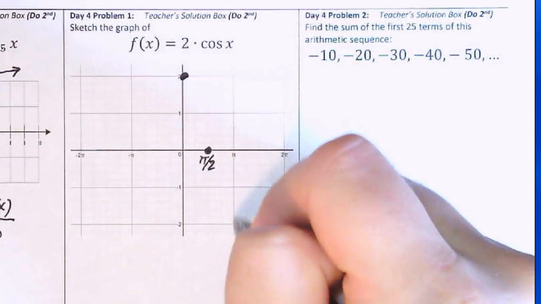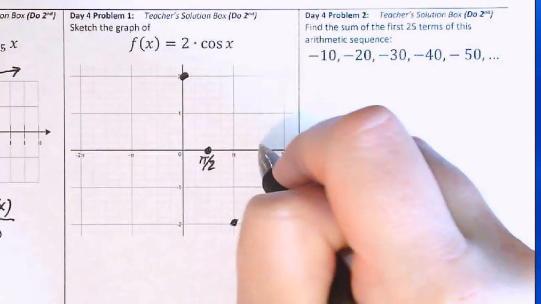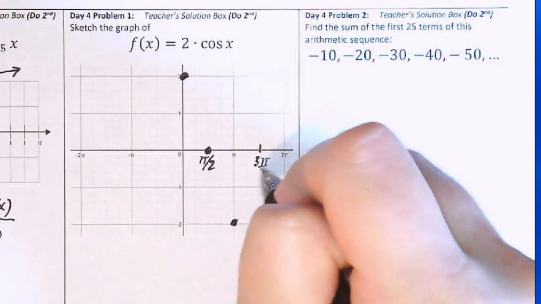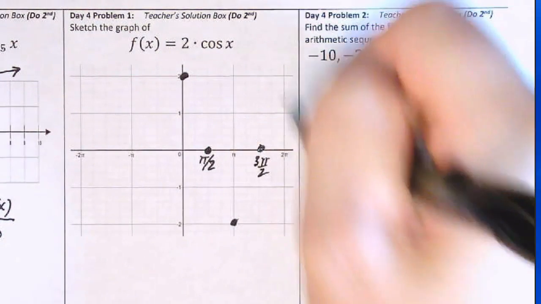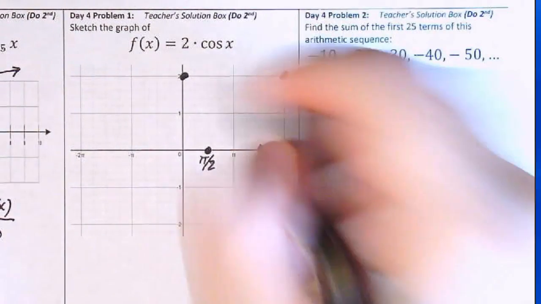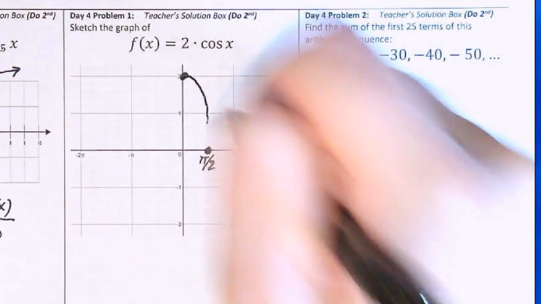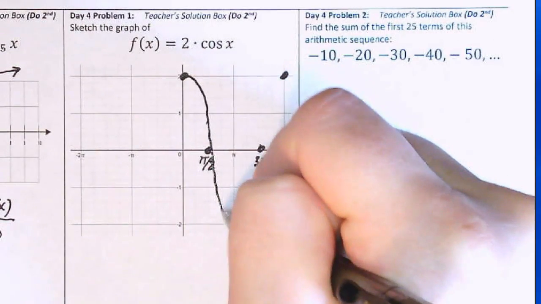For pi, the dot's going to end up being down here. And then here at 3 pi over 2, the point will be here. And then for 2 pi, we're back up here to the start. And so we get this period of the wave function.